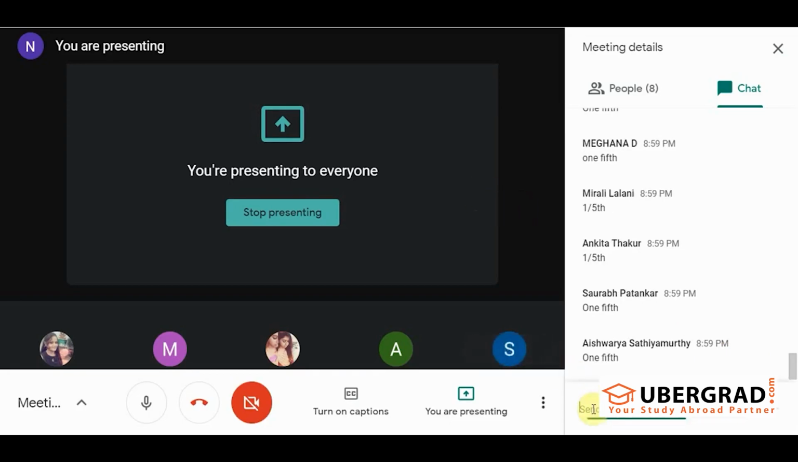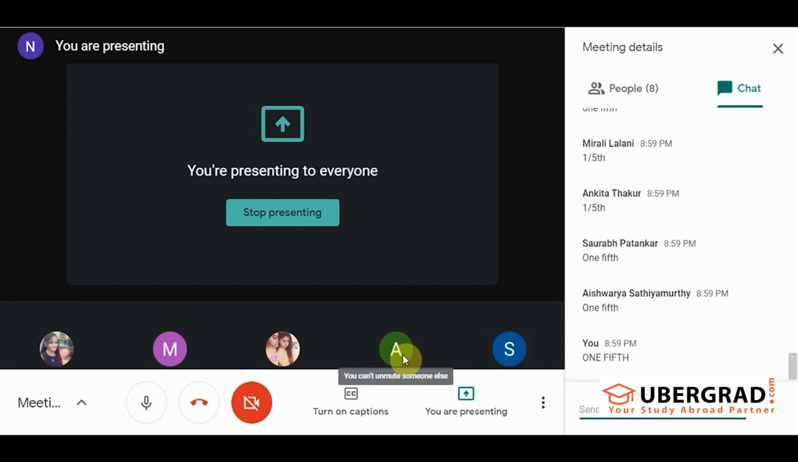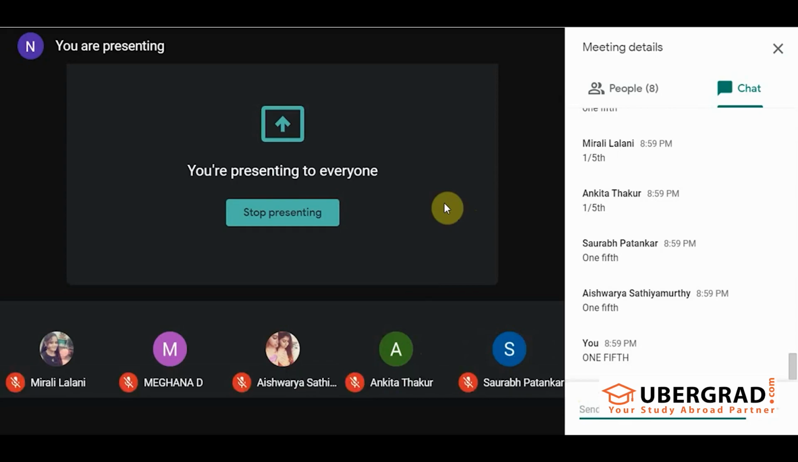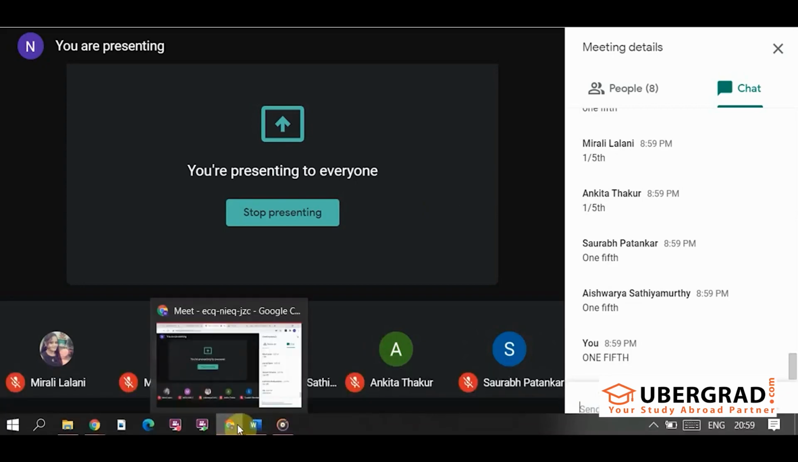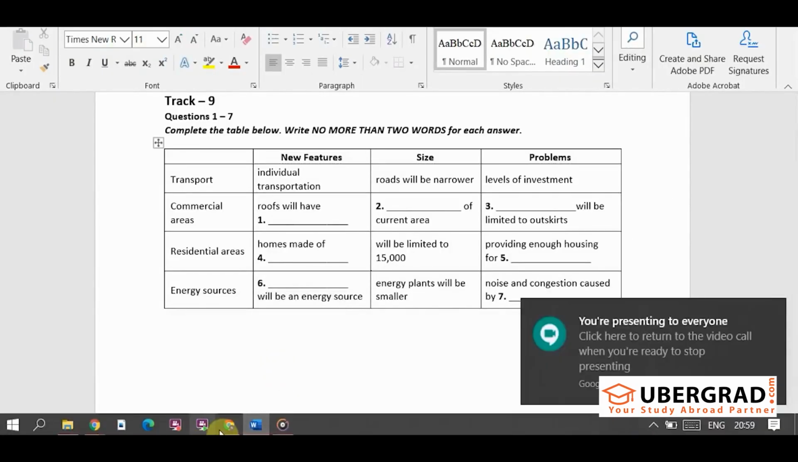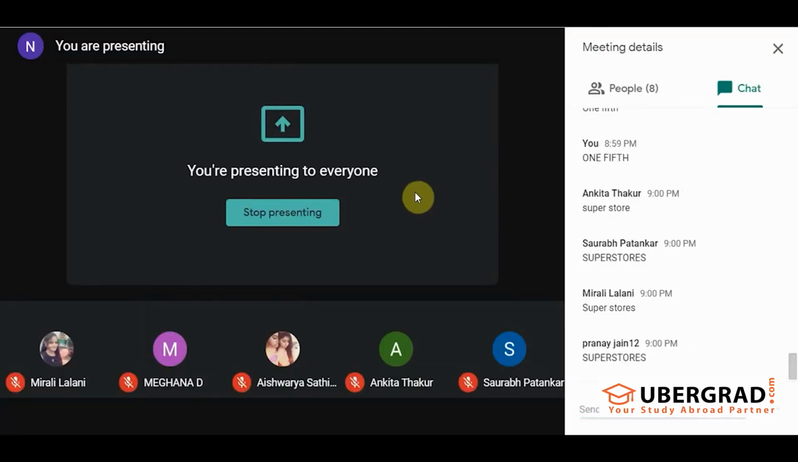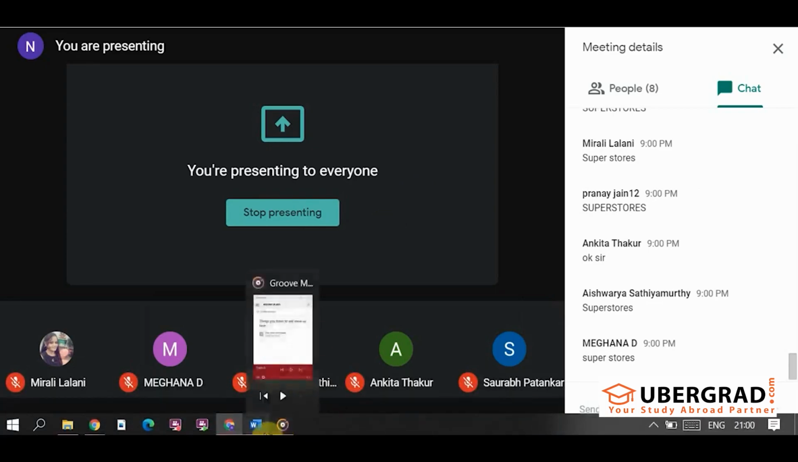See, in the exam, it is suggested that you use pencil and you write everything in capital and bold. This is how you have to write the answers in the exam. In the reading module, also in the listening module, you should write your answer in capital and bold. Got it? Next one. Superstores. Yes. The answer was superstores. Ankita, though your answer is correct, but since you have written singular, you lose marks. Meghana, good. Superstores, right? Good.